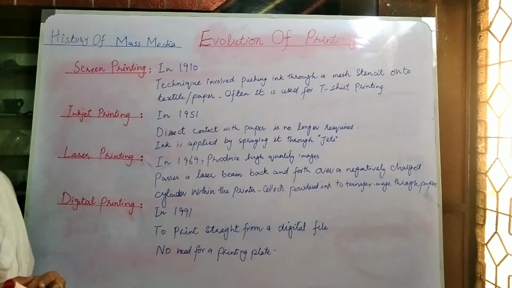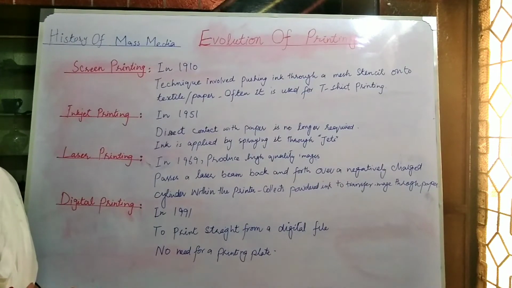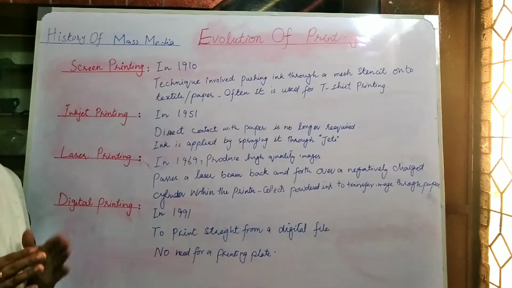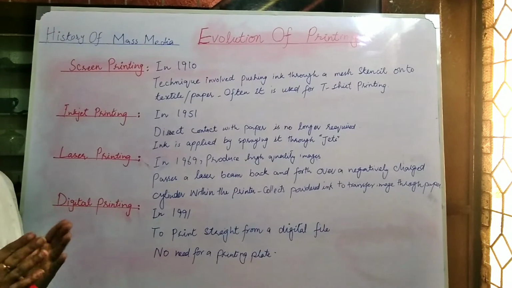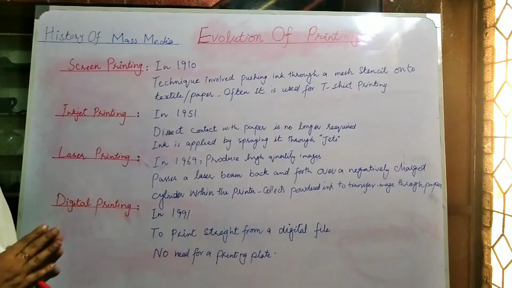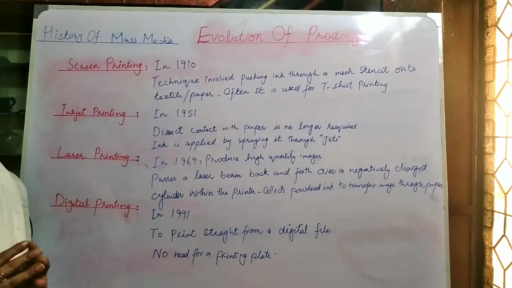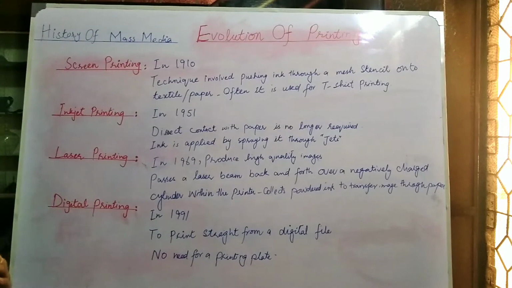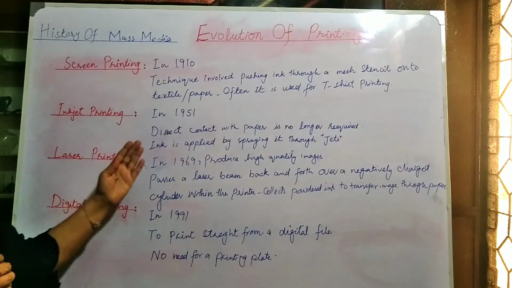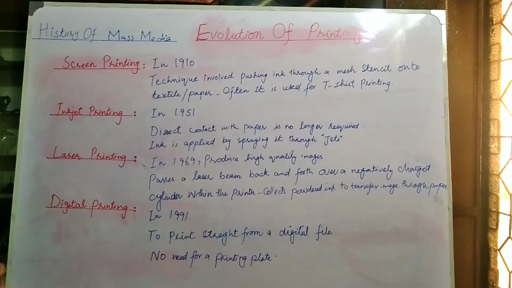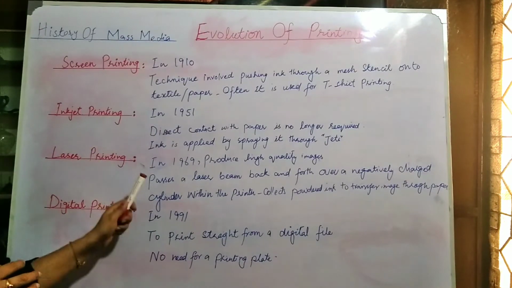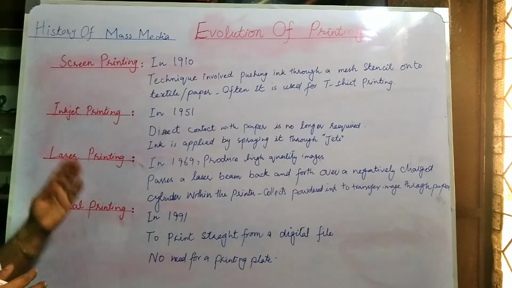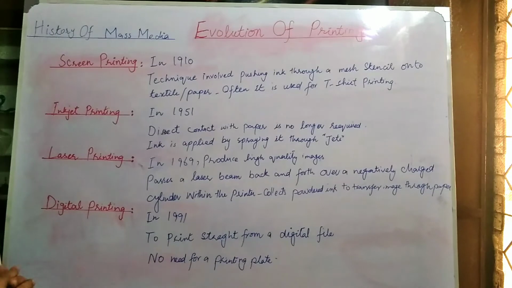Screen printing. Screen printing was introduced in 1910. The technique involved pushing ink through mesh stencils onto textile or paper. Often it is used for T-shirt printing. Inkjet printing. Inkjet printing was introduced in 1951. In inkjet printing, direct contact with paper is no longer required. Ink is applied by spraying it through jets.